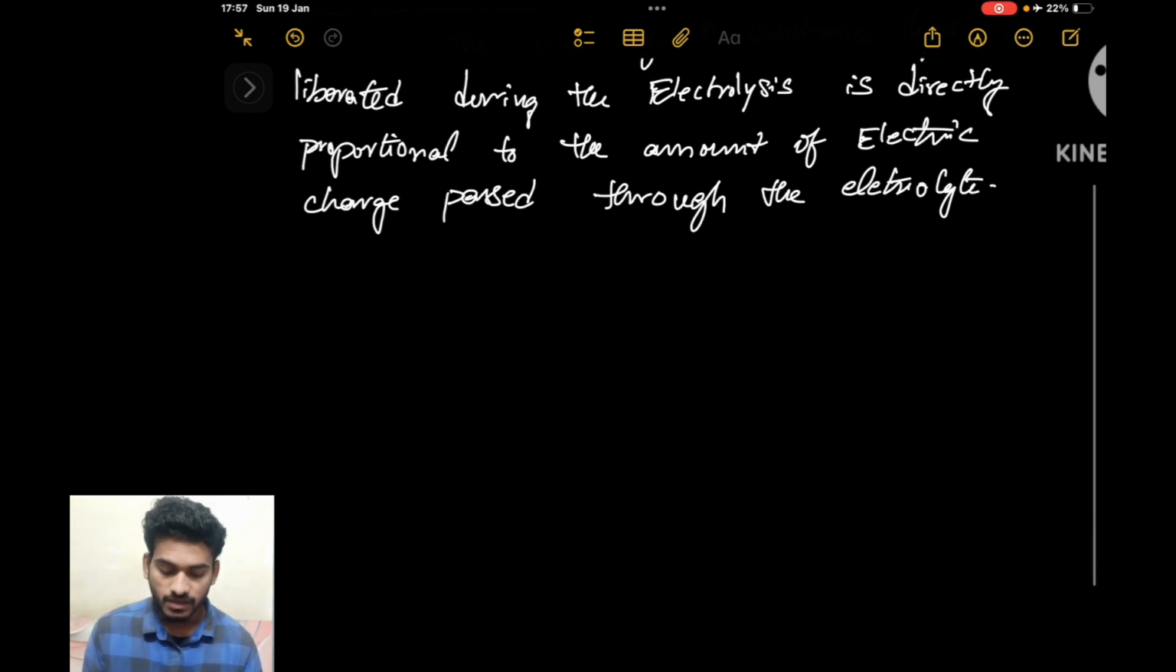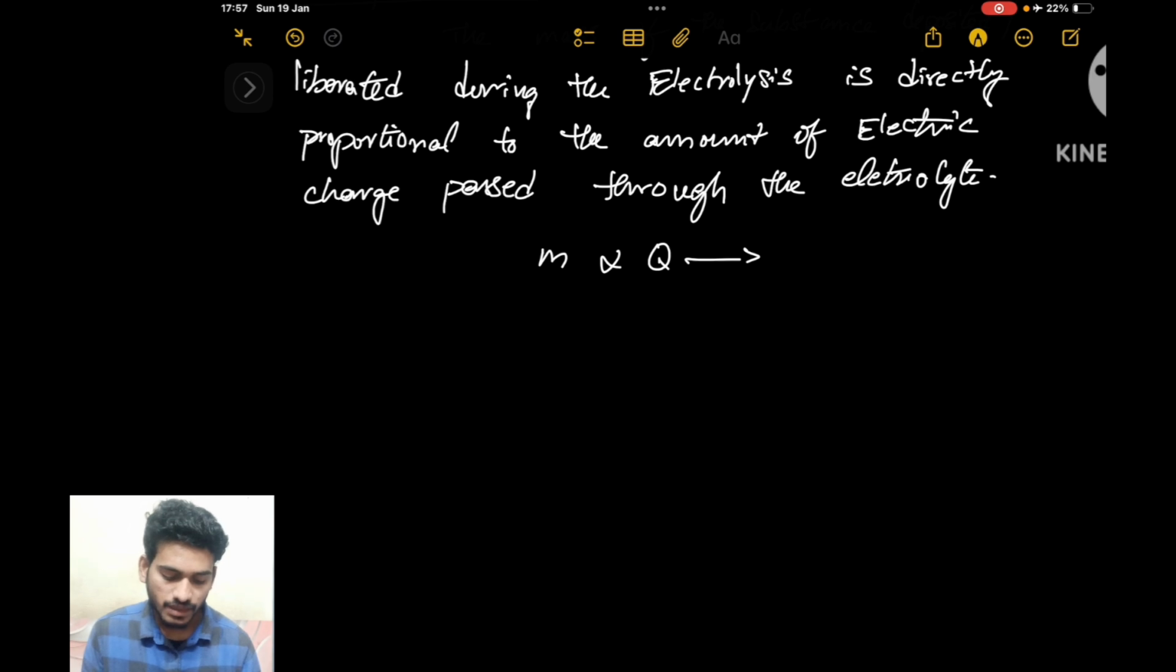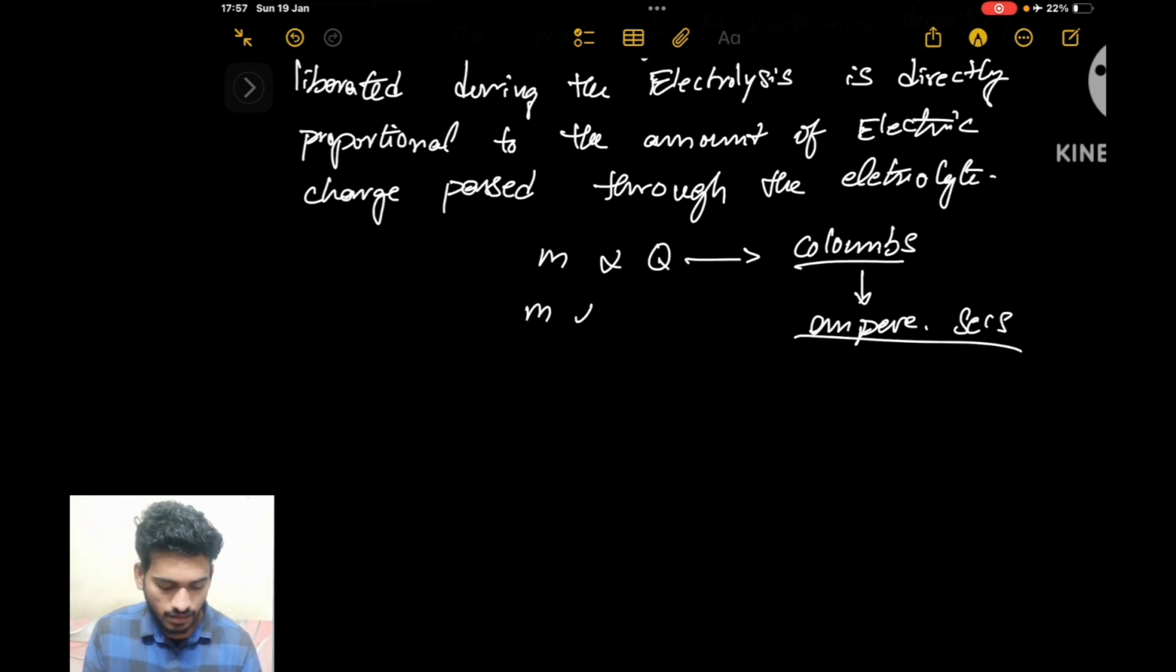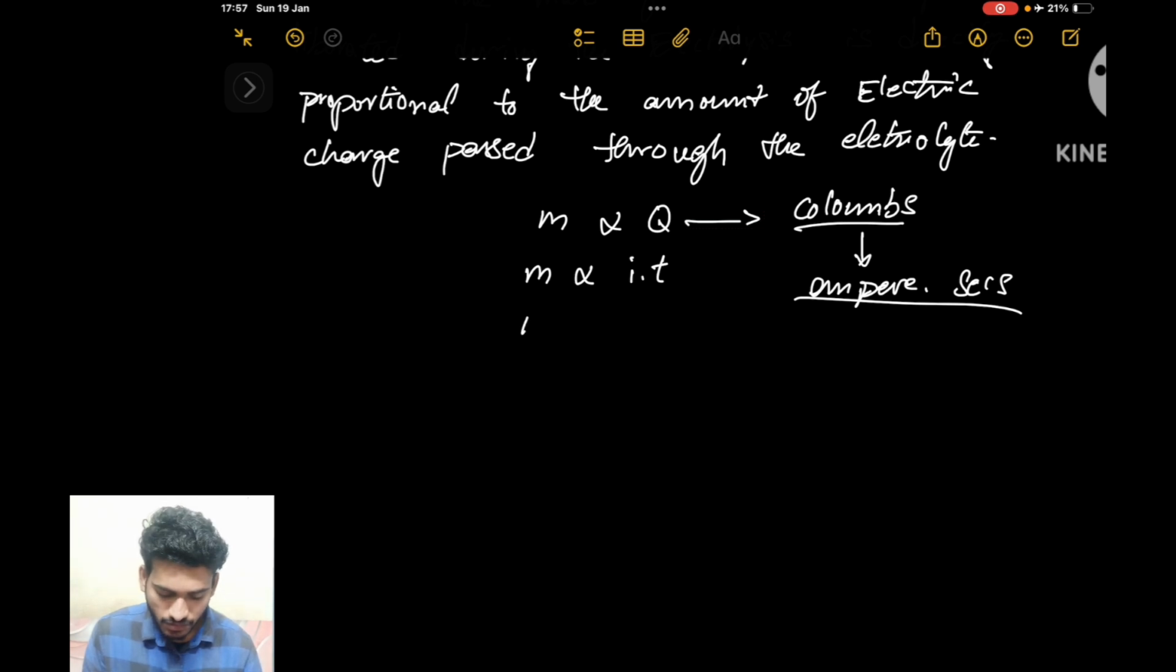What it states means mass m is proportional to the electric charge, which is indicated by Q. The unit of electric charge is coulombs. Coulombs can be written as amperes into seconds, which means electric charge is nothing but current into time. So here we can write m proportional to I into t. To remove this proportionality, we keep a constant called Z. The Z is nothing but the electrochemical equivalent.